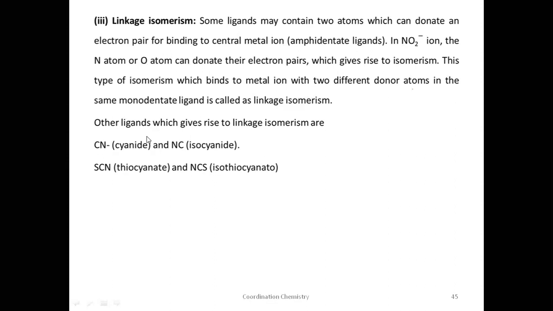And a few more examples we also have, like cyanide and isocyanide. In cyanide, the molecular formula is the same, CN, but the linkage is different. Here carbon is linked to the central metal atom, but in the case of isocyanide, nitrogen is linked. Similarly, thiocyanate and isothiocyanate. In thiocyanate, sulfur is the donor atom linked to the central metal atom, whereas in isothiocyanate, nitrogen is the donor atom donating a pair of electrons to the metal. Here only there is a difference in the linkage of donor atoms. Therefore, this type of isomerism is known as linkage isomerism.